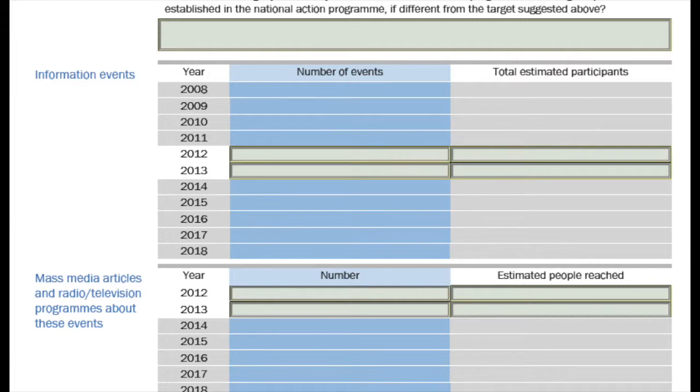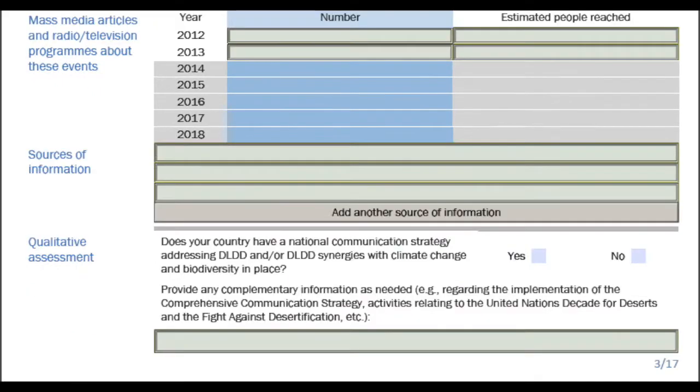But it doesn't just ask you that, it goes further. The next section asks you, what are the sources of information? In other words, we don't just want you to say, oh, we had 3 million events. Tell us how you know that. Tell us where you get that information from. And then it deals with qualitative assessment.